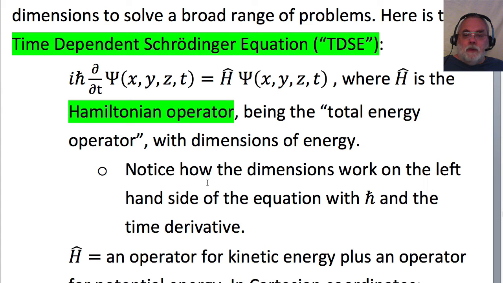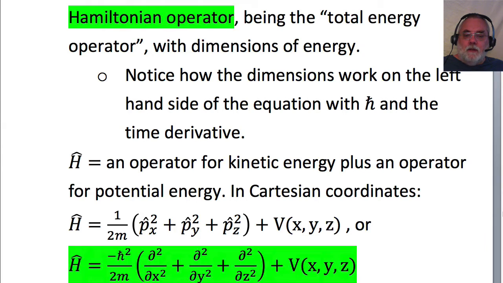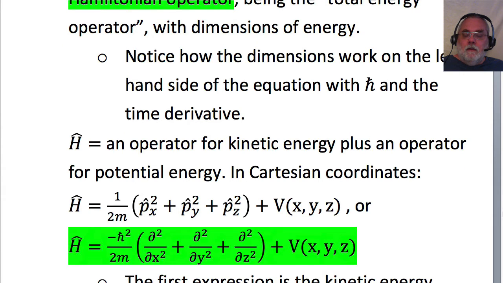Notice how dimensions work on the left-hand side of the equation with h bar and the time derivative. H bar has dimensions of energy times time, and the time derivative gets rid of the time component, so we end up with units of energy on the left. H hat is an operator for kinetic energy plus an operator for potential energy.